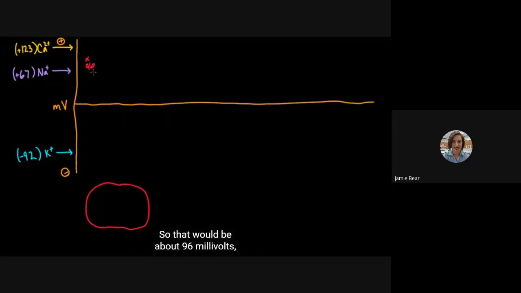So that would be about 96 millivolts, because it would be half and half, so it would be split between the two. Now let's say that it was 99% permeable to potassium and 1% permeable to sodium. Well, then it would be down here, very, very close to potassium. It would probably be like -91. So depending on how permeable it is to what ion, you can kind of predict roughly what the membrane potential is going to be.